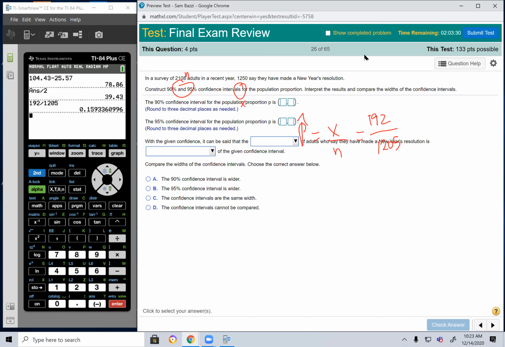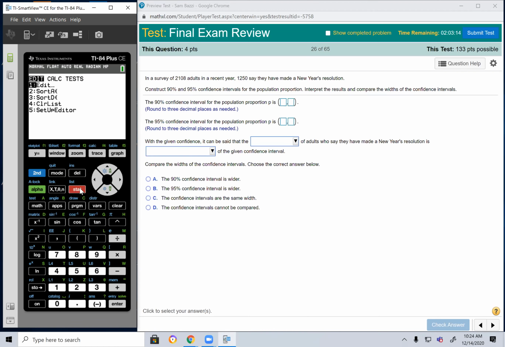All right, let's clear. In a survey of 2018 adults in a recent year, 1250 said that they have made a New Year's resolution. Construct a 90 and 95% interval. It's a very important question, guys, and very easy to do if you know what you're doing. It's a proportion interval, not Z interval. It's a proportion right here. Okay, he wants X. X is always the smaller number, so 1250. Then he wants N, which is the larger one, which is 2108.